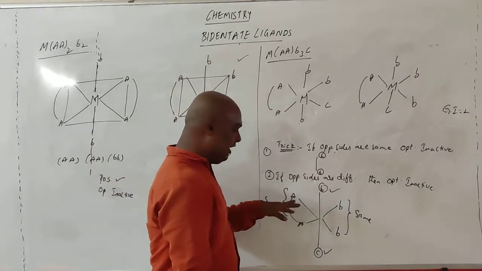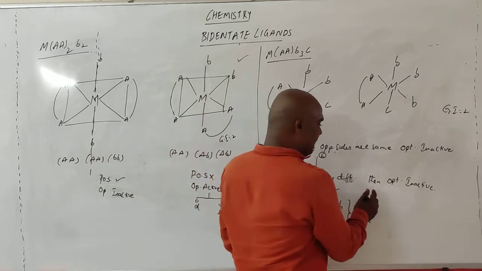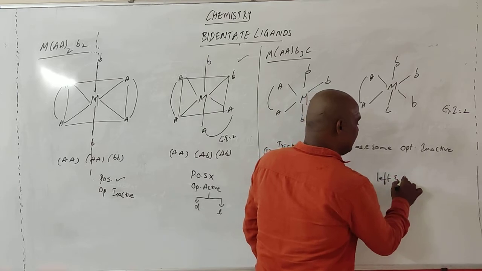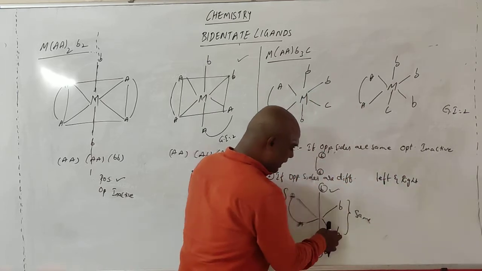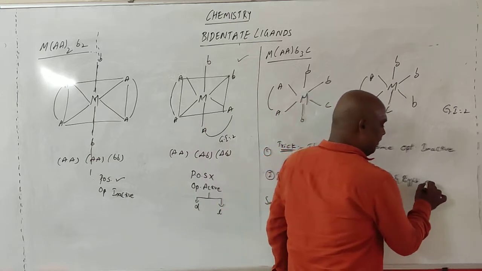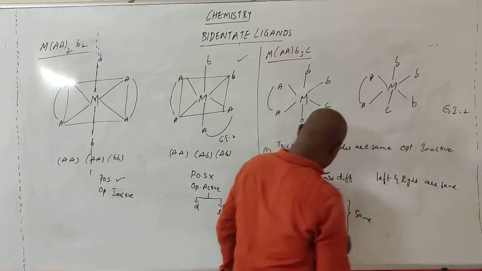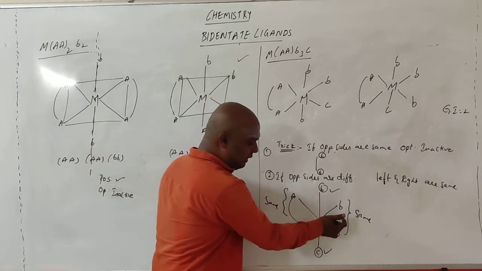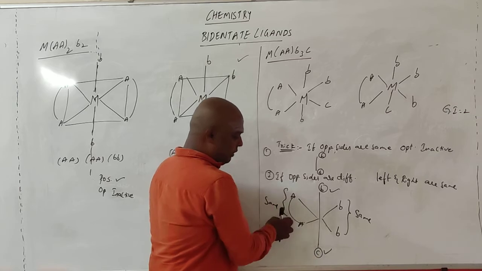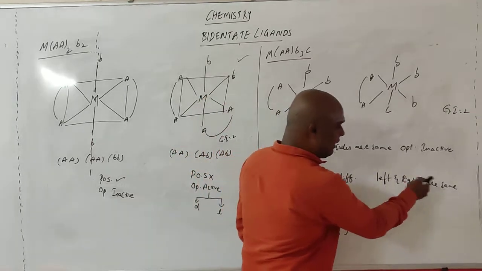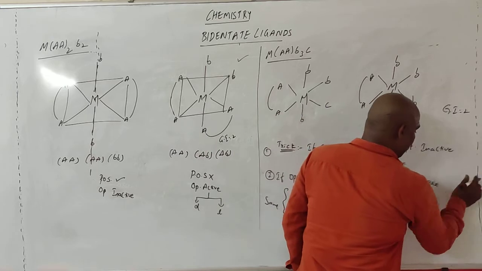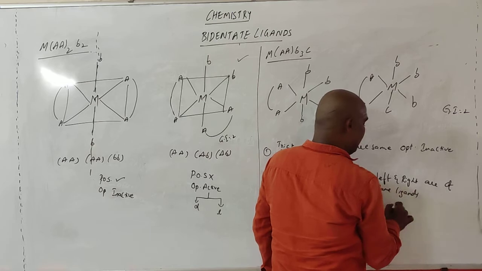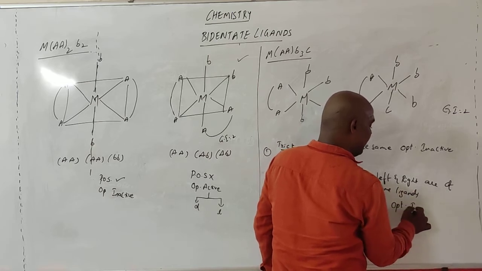If left side and right side, so opposite sides are different, left and right, these two are same. These two are same. Left and right are same. See, I am not comparing A with B. Okay, I am comparing this one with this one. Comparing this B, these two are same. These two are also same. Okay. If left and right are of same wavelengths, then you can say optically what? Inactive.